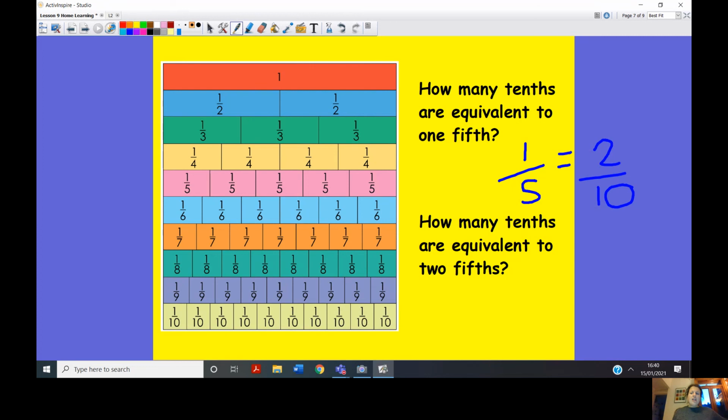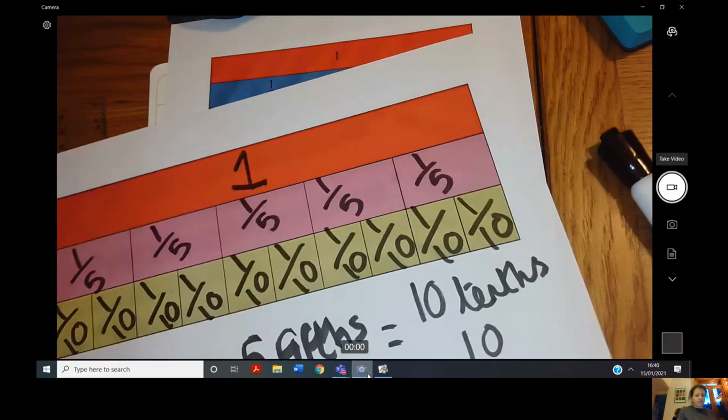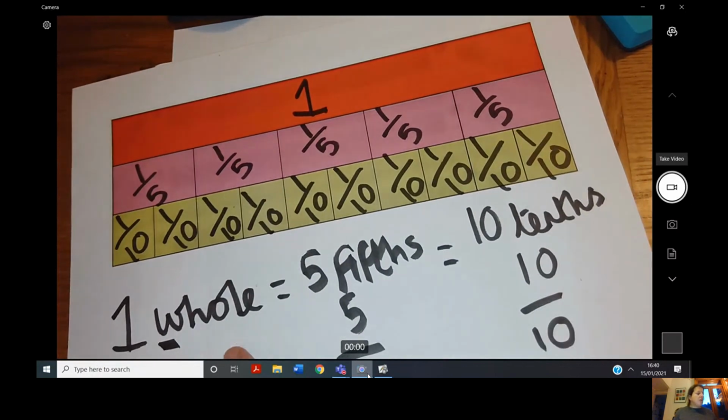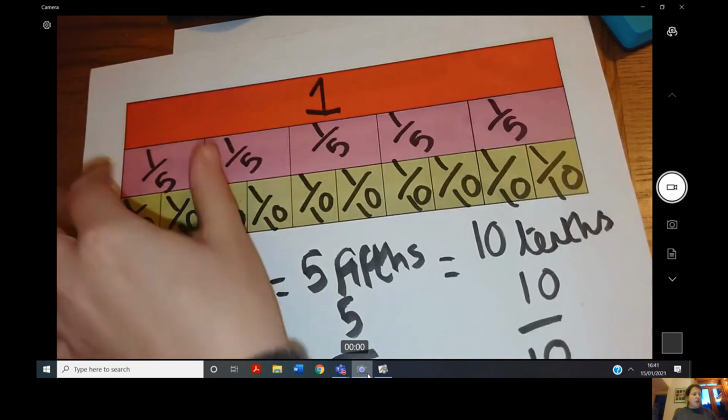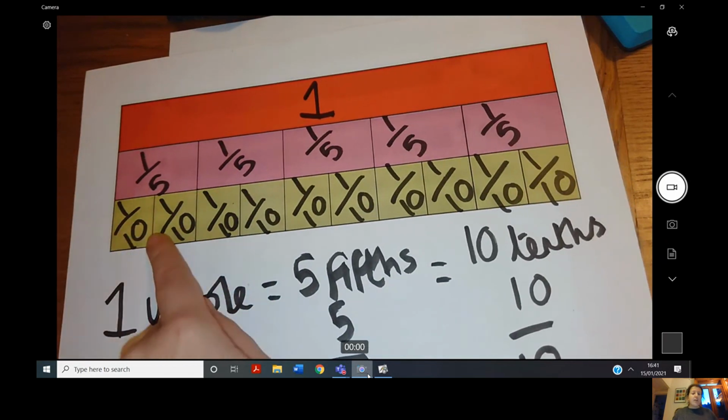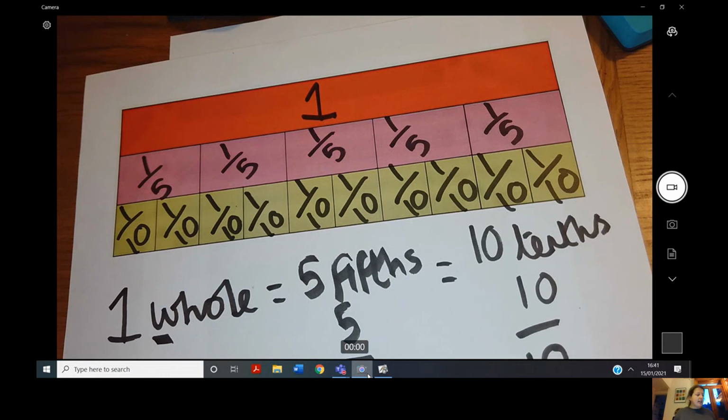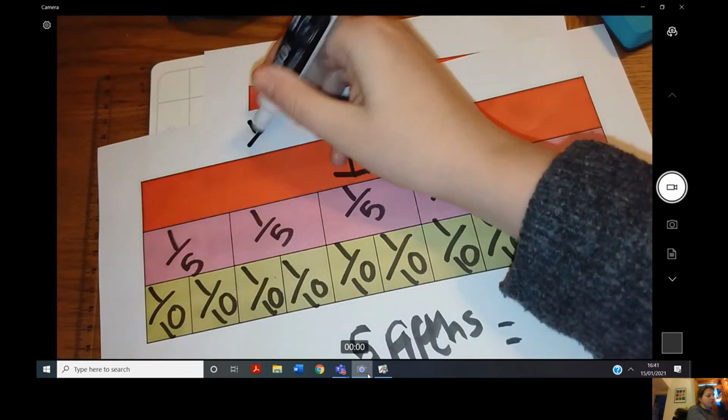Now let's look at the other question. Now that you know how many tenths are equal to fifths and how many fifths are equal to tenths, I wonder if you can work out how many tenths are equal to 2/5. Now let's have another look at our initial model. So I want to know how many yellow blocks are equal to 2 pink blocks. So I've got two pink blocks here. So I know that 1/5 is the same as 2/10.